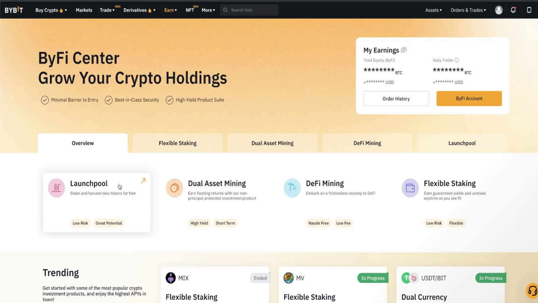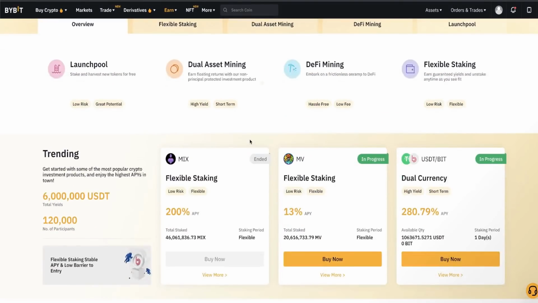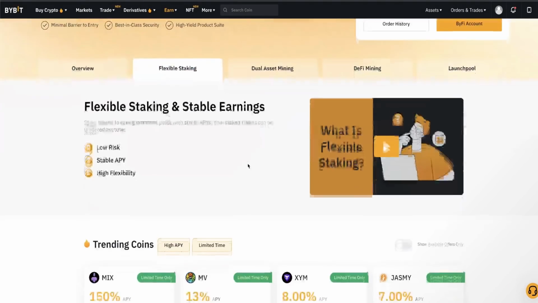They don't have one going on right now, but keep an eye out. They do frequently have really hot launch pools happening here, as well as lots of other mining and earning opportunities. Let's go ahead and click on flexible staking just to give you an idea of what you can do here.